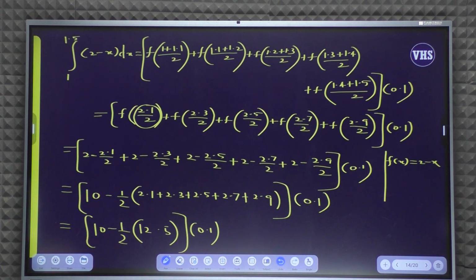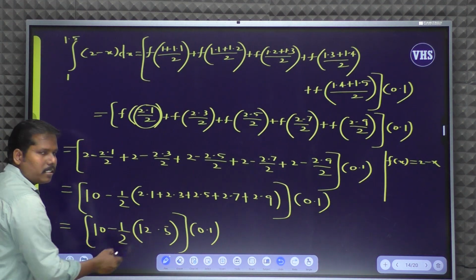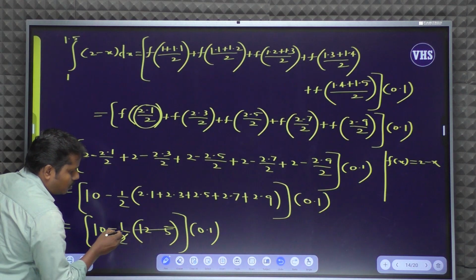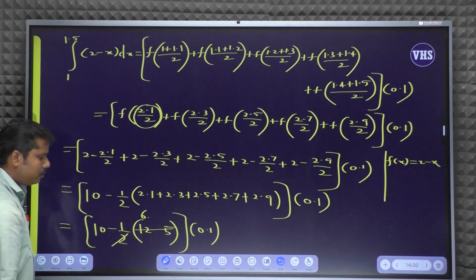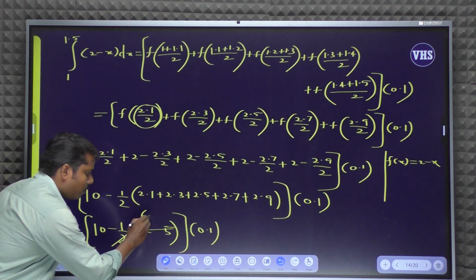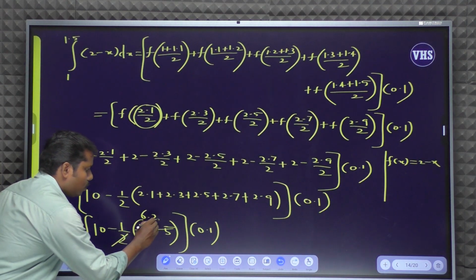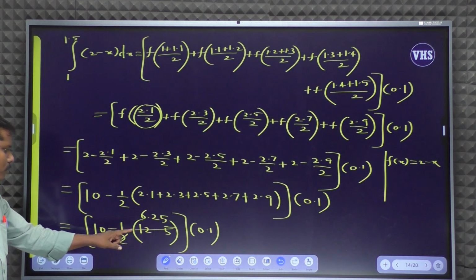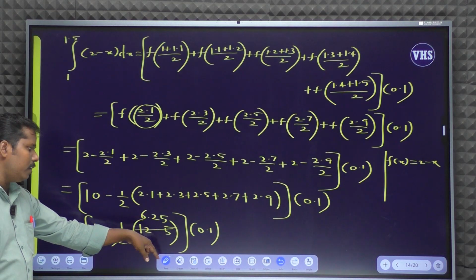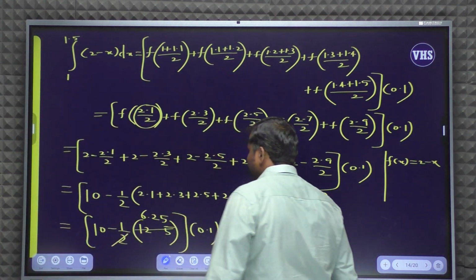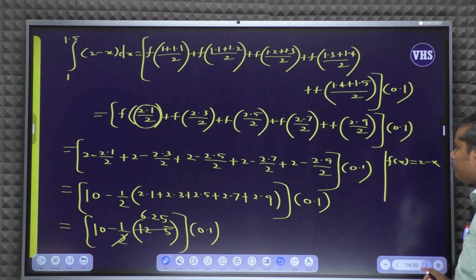Into 0.1. Here you can make cancellation. See, 2 6s are 12. Point. 2 2s are 4. You are getting balance 1. Take 1 0 there. 2 5s are 10. So what you are getting there? 10 minus 6.25.